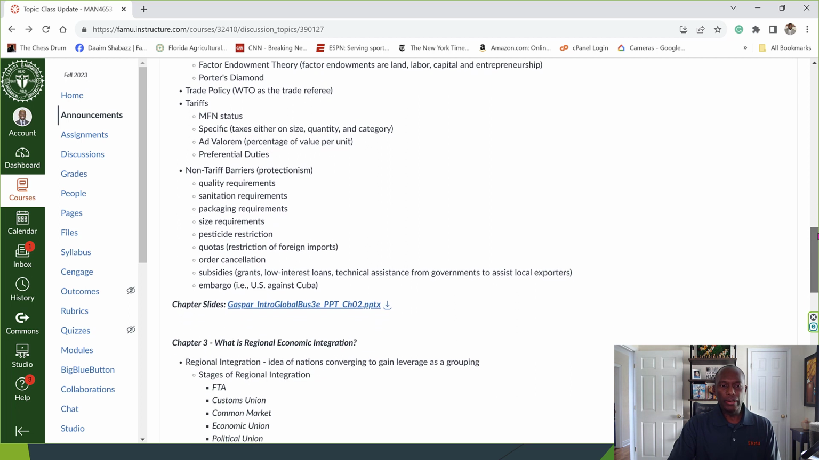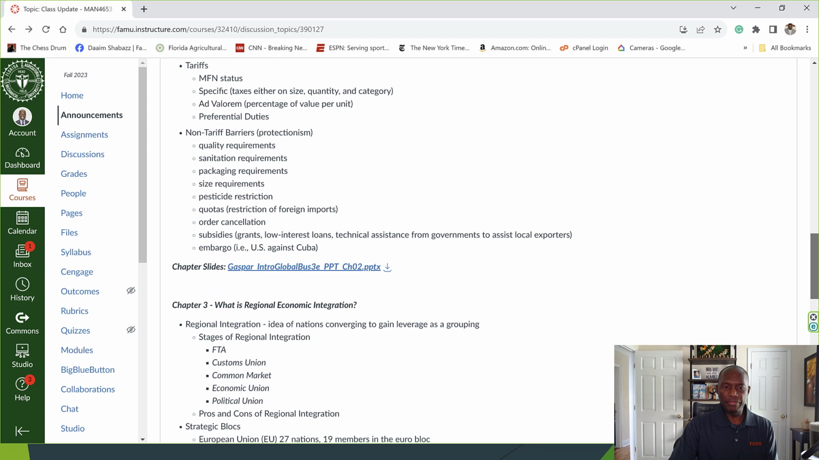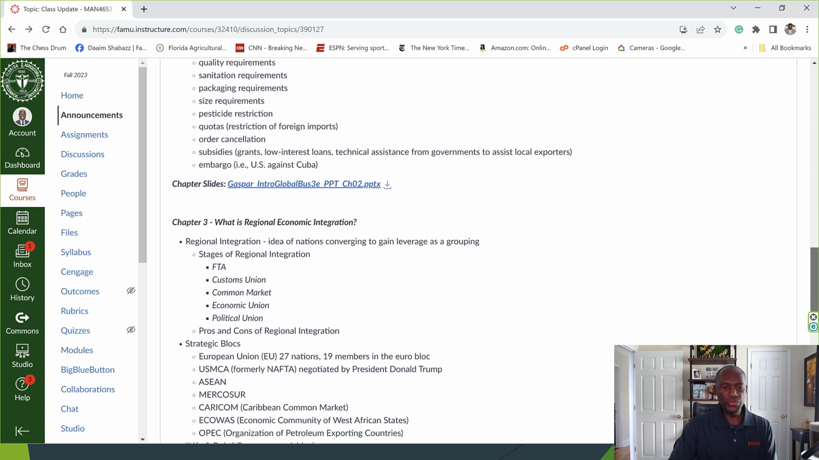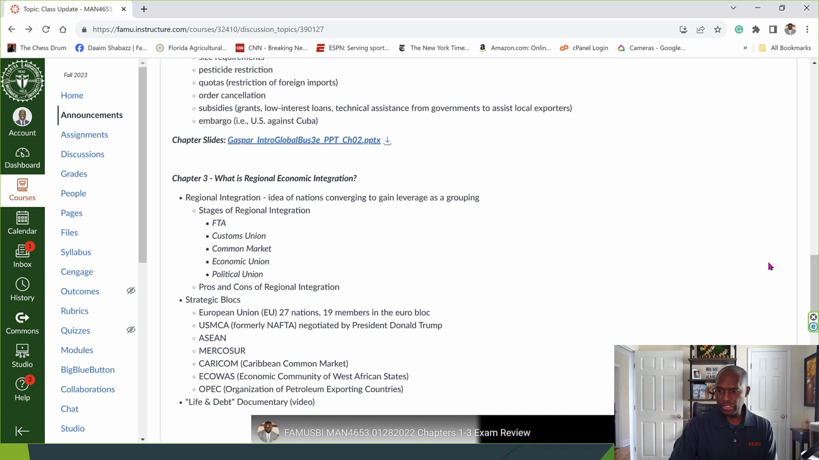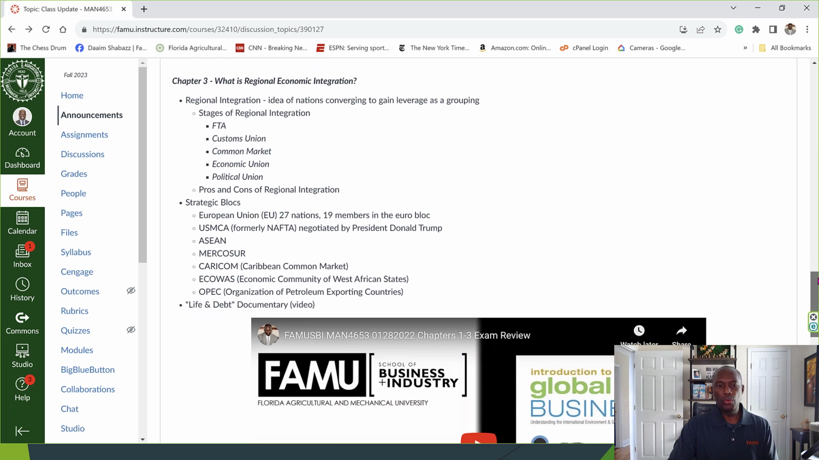In trade, there are often these barriers to trade, tariffs and non-tariff barriers. Make sure that you're familiar with those. I also have the slides to chapter 2, and for chapter 3 the focus will be on regional economic integration.